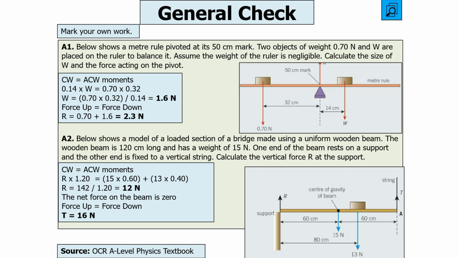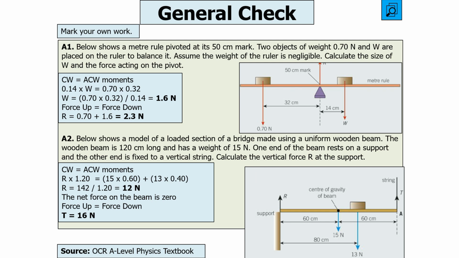Now in this next one, we once again use the principle that clockwise equals anti-clockwise moments. We can see that R is going to cause a clockwise moment, and you can work it through by saying R times 1.20, because we know that it's being supported at the tension point, which is at the other end of the beam, which is 1.2 meters away, equals 15 times 0.60 plus 13 times 0.40.